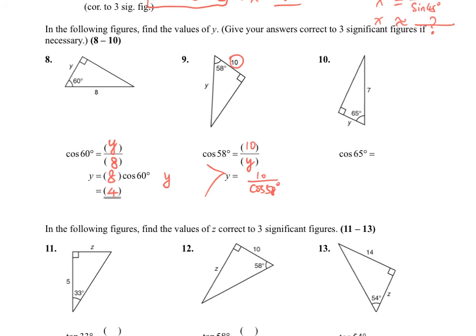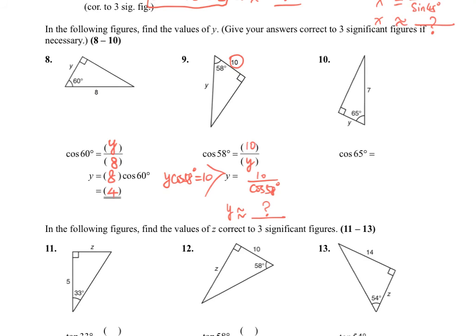steps, times y on both sides. So y times cosine 58 degree equals 10. So divide by cosine 58, and you get this step. So y approximates to, using the calculator to get the answer.